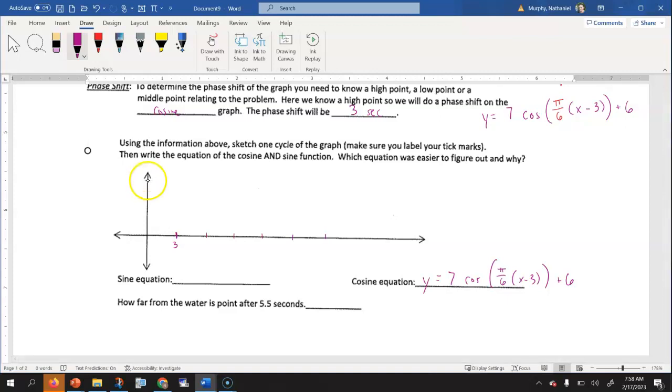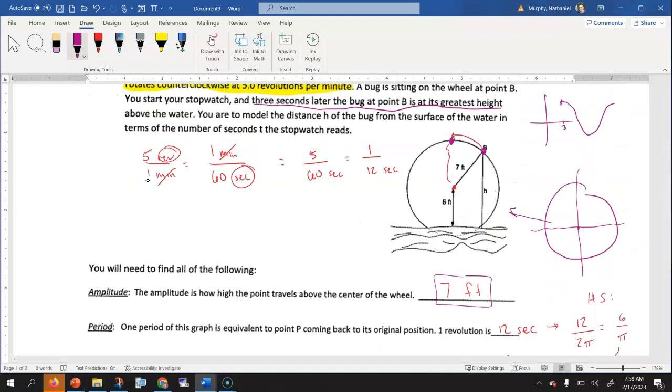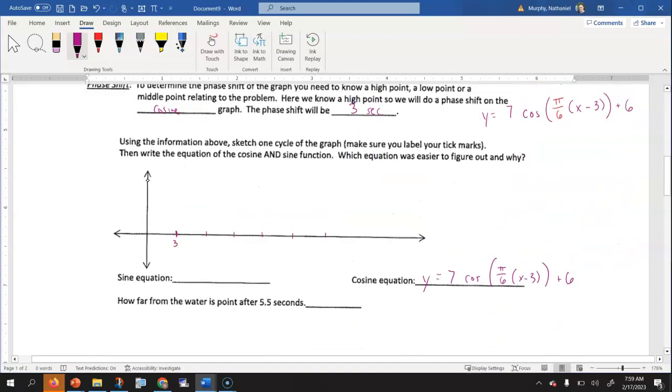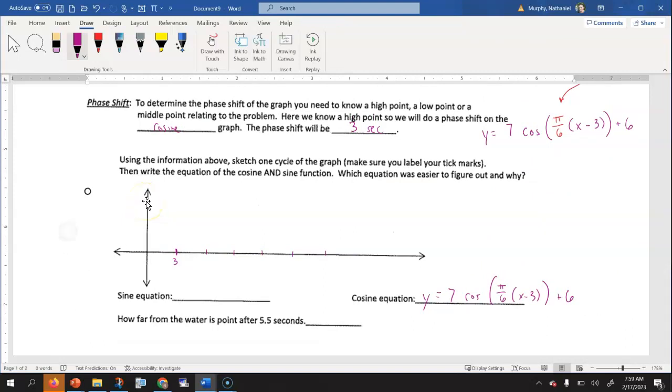And we know the highest point, let's go back to our graph up here. So that highest point, if the radius is 7, and if the surface of the water represents our x-axis, the center of the wheel would be 6 feet above the water line. 7 plus 6 would be 13. So the highest point above the water would be 13 feet. That means the lowest point would be 1 foot below the surface of the water, so we would go down to -1 there.